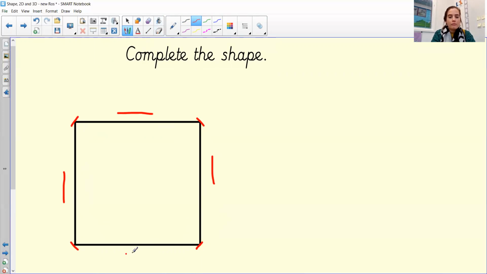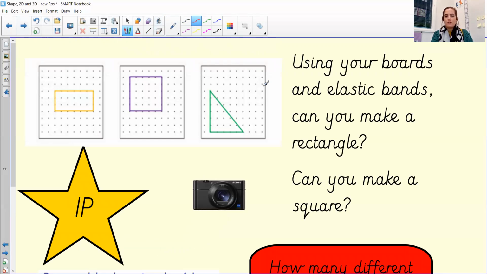Lovely stuff. Right, your task. Now we're on to our final task. Now, you can do this, but obviously at home, you may not have the resources that we do at school. So this is what we would have done at school. We would have used elastic bands and pegboards to produce our shapes that we've learnt about today. However, what you can do at home is cut up strips of paper or go outside and find some twigs.